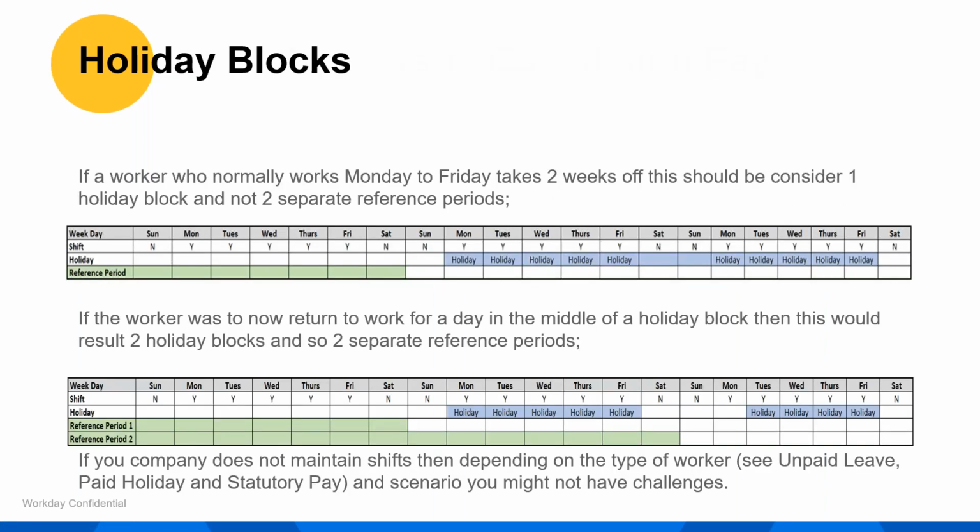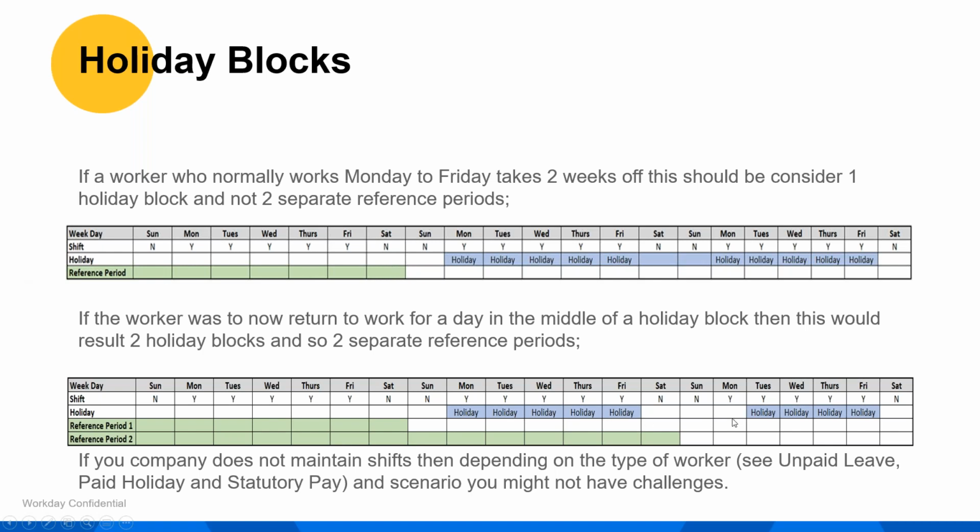So, holiday blocks. Again, more of just something which could catch people out. If a worker who normally works Monday to Friday takes 2 weeks off, this should be considered one holiday block, not two separate blocks of holiday. So in this example here, the worker's gone out for Monday all the way through to Friday. Our rollback would start on the Saturday before, and that's when we would start looking back.